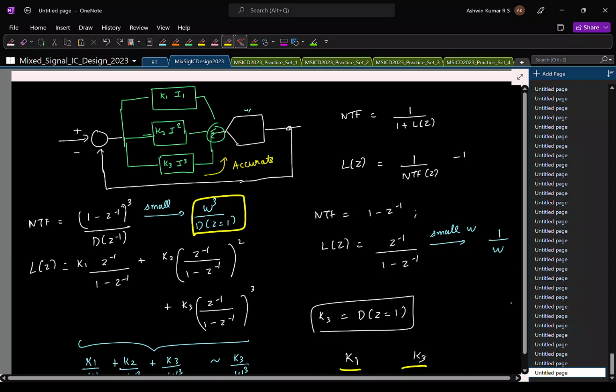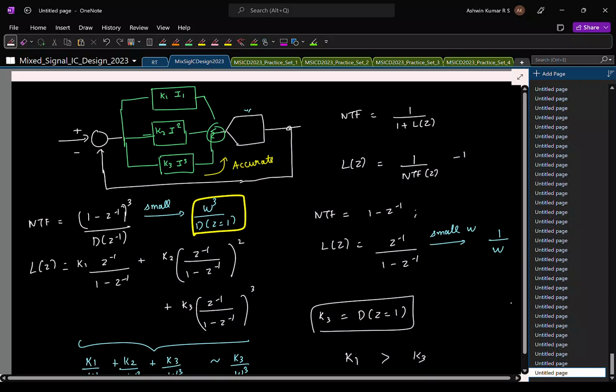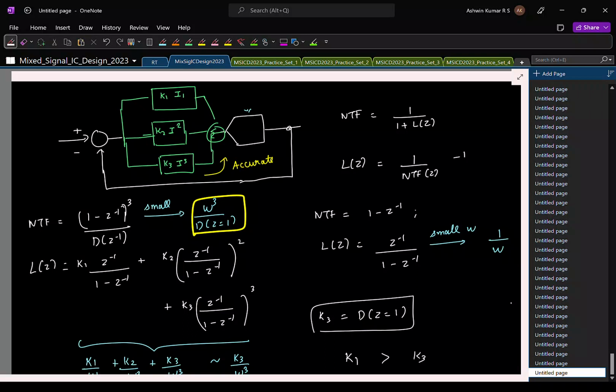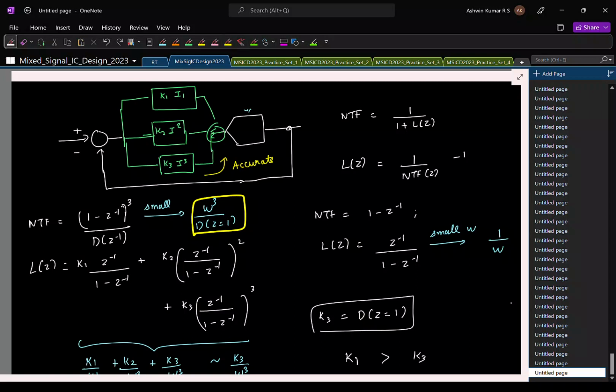Okay. Sorry, which should be greater? K1. Why? So that it will dominate. Yeah, that's all right. See, you want any change at the input, you don't want the output to be dominated by this guy. You want a fast and quick estimate from the fast path. So you want to make sure this gain from the fast path is much higher. Only then the feedback will be stable. Okay. So usually you'll find K1 will be much greater than K3.